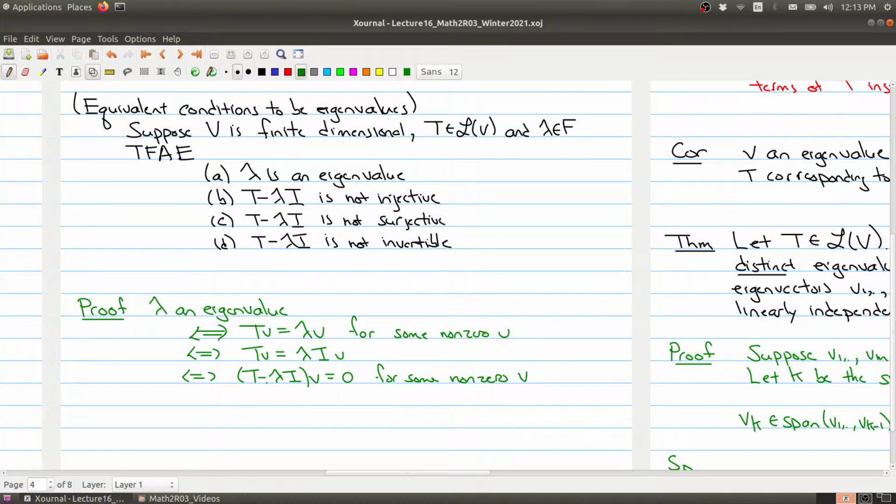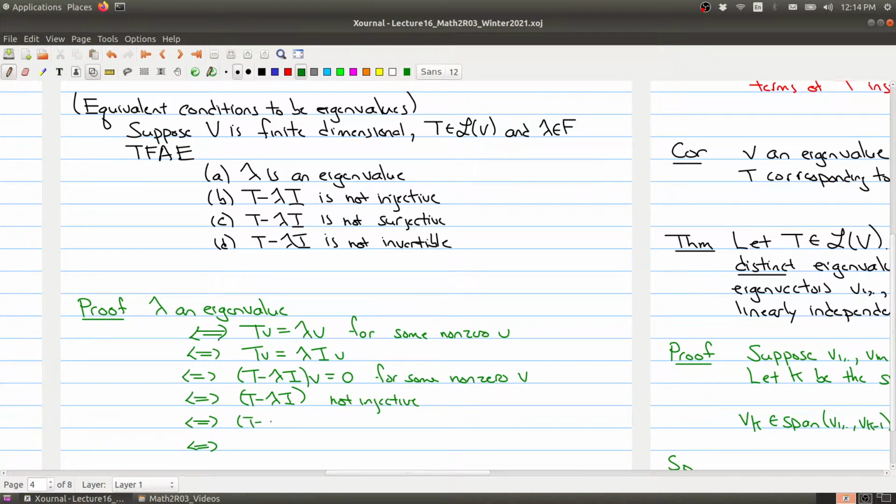So remember, this is now just a linear operator. When I plug the vector v into this operator, I get 0, but the vector v was not 0 to begin with. So that means that the null space of this linear operator isn't 0. And because we're dealing with a finite dimensional vector space, the following facts all follow, namely that T minus lambda I is non-injective.